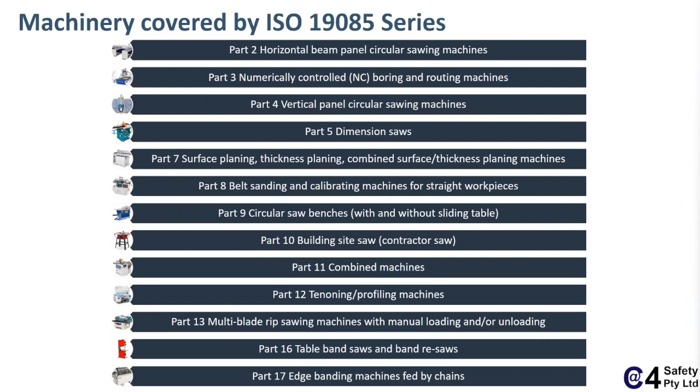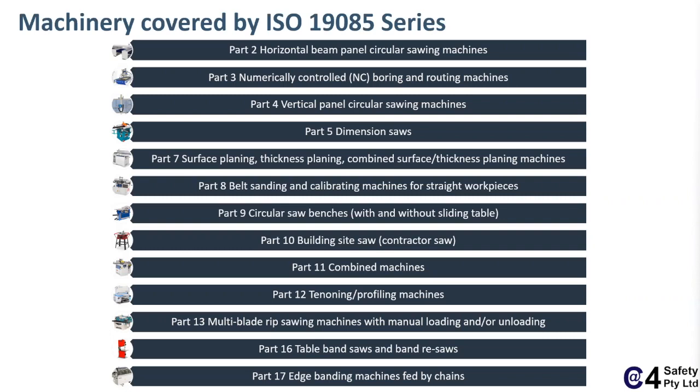So back to this. You can see that under this series we start off with part one, which is kind of an overview, setting out a lot of criteria that's relevant to all of these standards. But then these are the machine-specific ones in here, things like horizontal beam panel circular saw machines. Now, I don't even know what one of those looks like, but I'd be keen to get people involved who do and have an opinion over whether the standard that's been written at ISO level, and predominantly in Europe, I think, is fit for purpose in the Australian, New Zealand market.